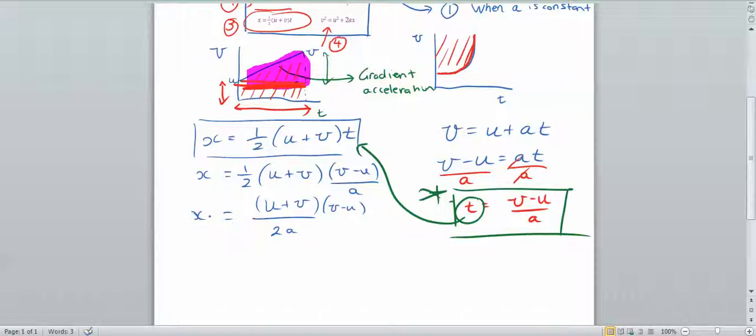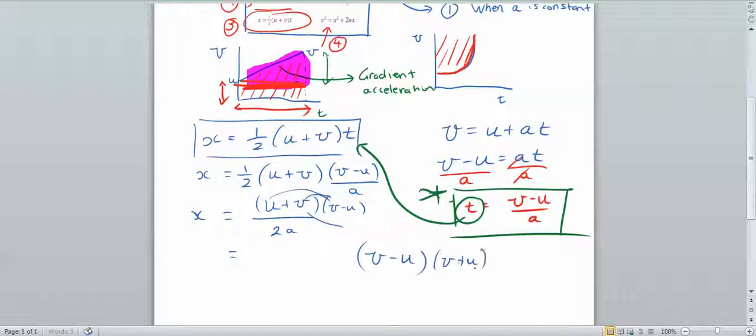Okay, so where can we go from here? Well, let's expand this out and multiply our terms. So we've got now v. If you think about it, this is the difference of two squares. We've got v minus u times v plus u.